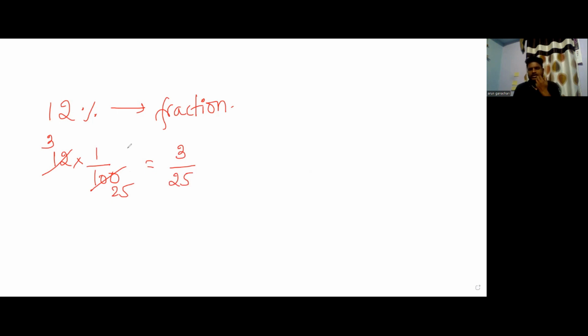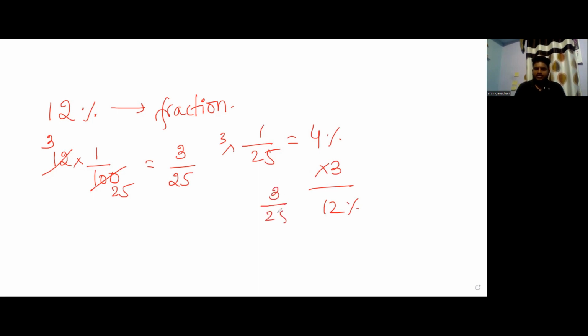Or we could have used the table as well. How will you use the table? 1 by 25 was 4%. 12 is what? 3 times of this. So I have to multiply by my number also by 3. So it will become 3 by 25. Take this, 3 by 25 is 12%.